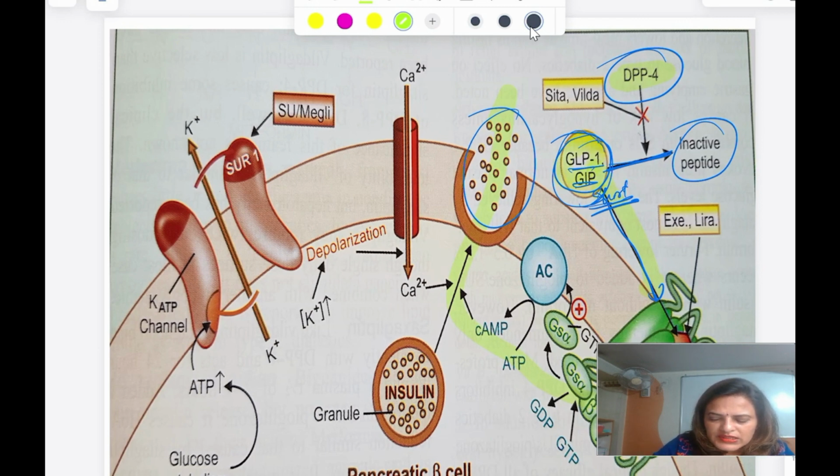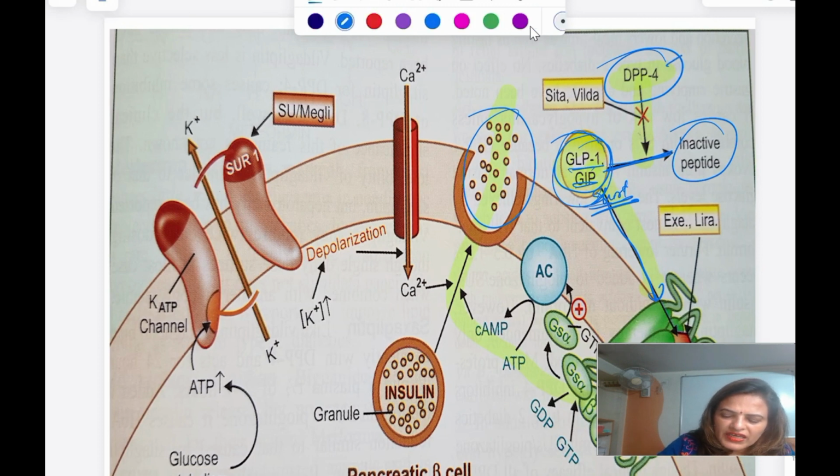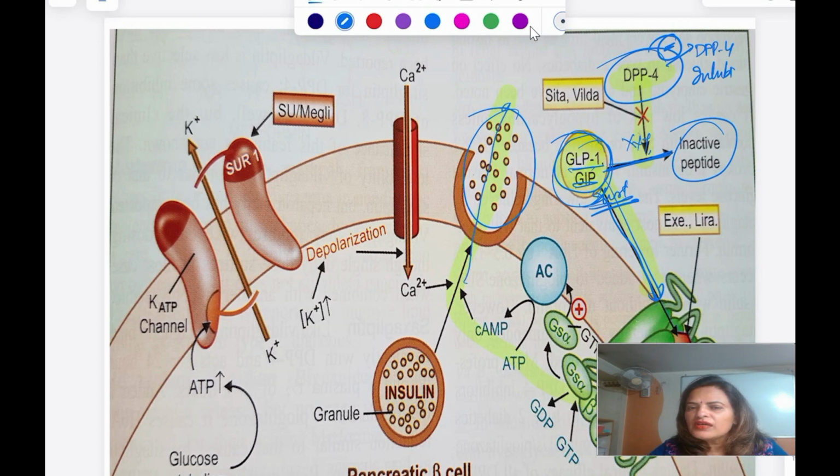Now, the endogenous GLP is degraded by dipeptidyl peptidase 4 enzyme. Now, if I give DPP4 inhibitor, this is going to inhibit this enzyme. ये enzyme अगर inhibit हुआ, then there is no degradation of this. This is going to act and they are also going to cause the release of insulin. So that's why they also come under insulin secretagogue.